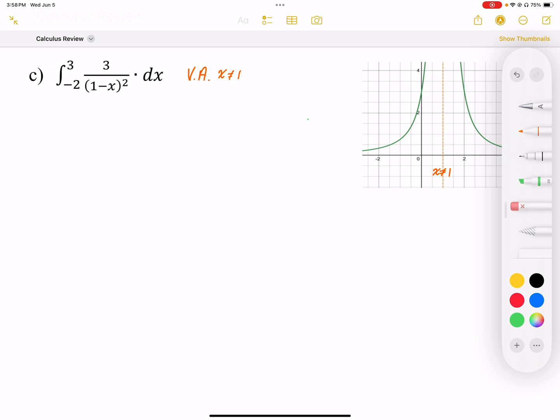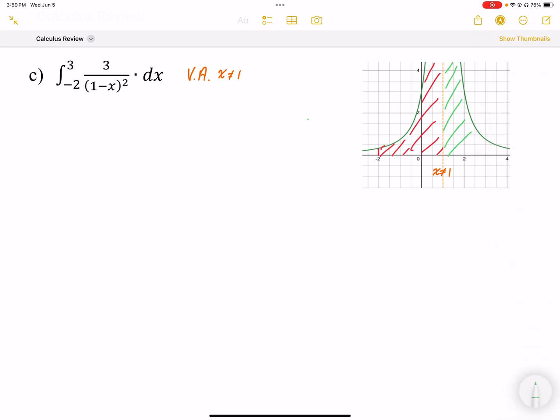So we have to recognize that because we're integrating along an asymptote, or up to an asymptote, you have to do the limit notation, and we also have to break this up into two separate integrals. So the integral from -2 all the way up to the vertical asymptote of 1 has to be done separately from the integral from 1 to the endpoint, which in this case is +3. So those two areas have to be done separately.